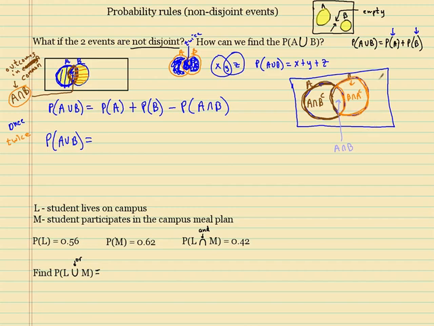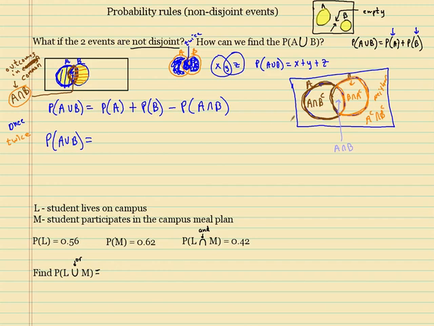Okay, so now let's look at this surrounding area outside of the circles. Okay, does A happen out here? No. So A doesn't happen. And does B happen out here? No. B doesn't happen. So neither happen out here.